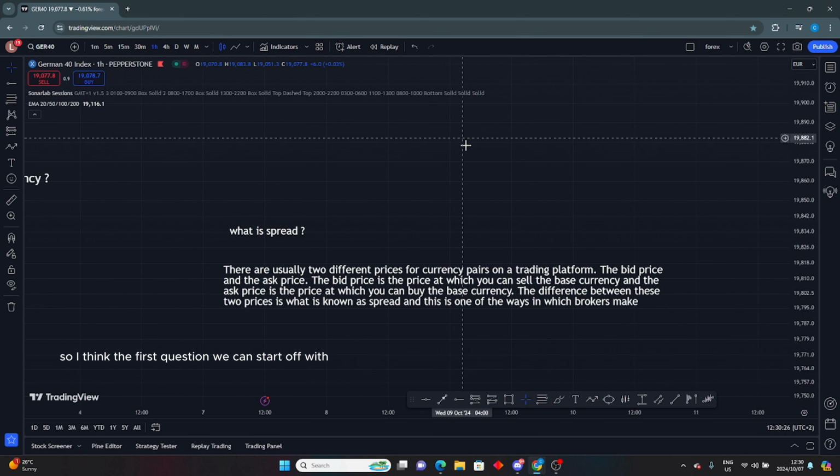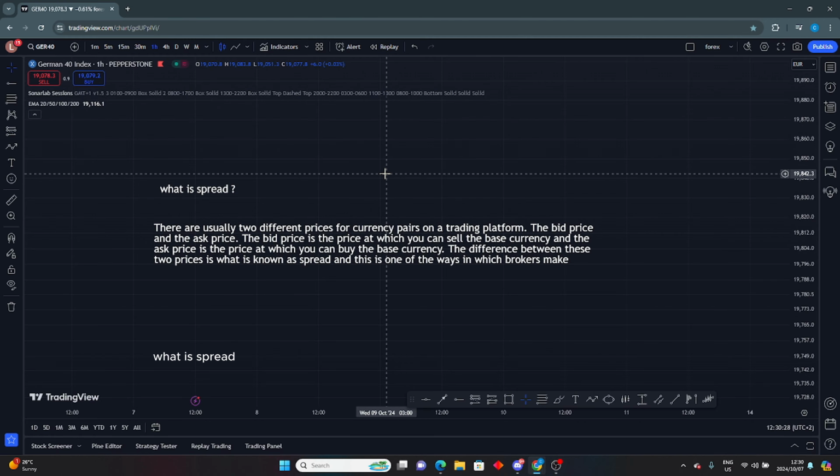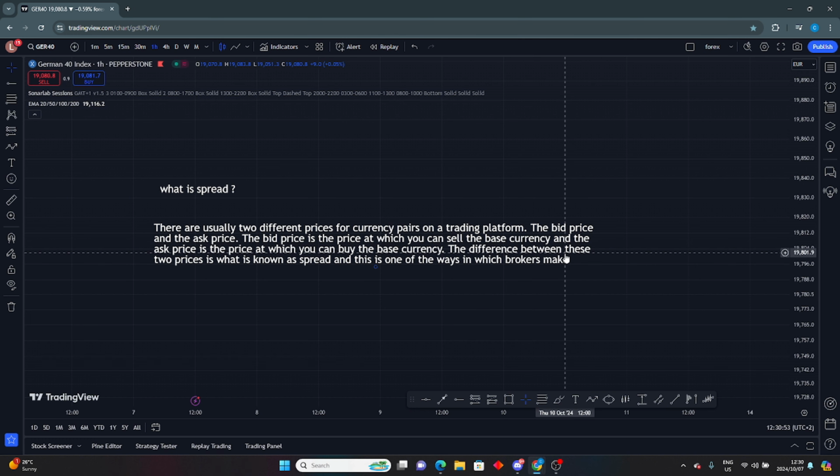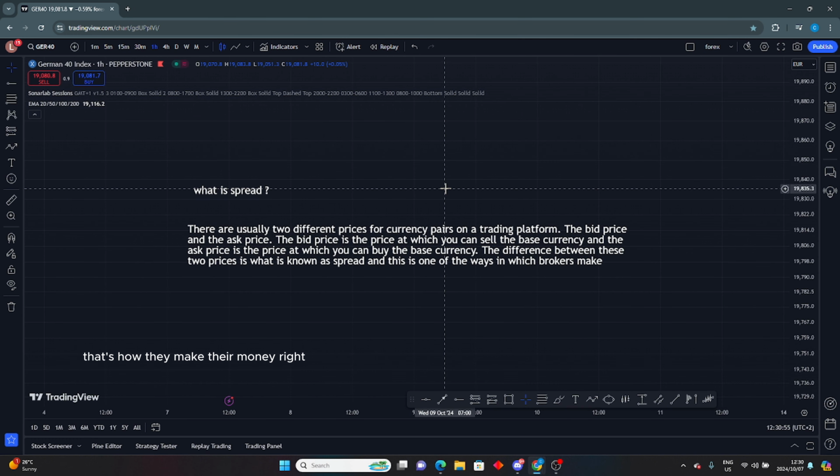So I think the first question we can start off with is, what is spread? There are usually two different prices for currency pairs on a trading platform: the bid price and the ask price. The bid price is the price at which you can sell the base currency, and the ask price is the price at which you can buy the base currency. The difference between these two prices is what is known as spread, and this is one of the ways in which brokers can make their money. That's how they make their money, right?